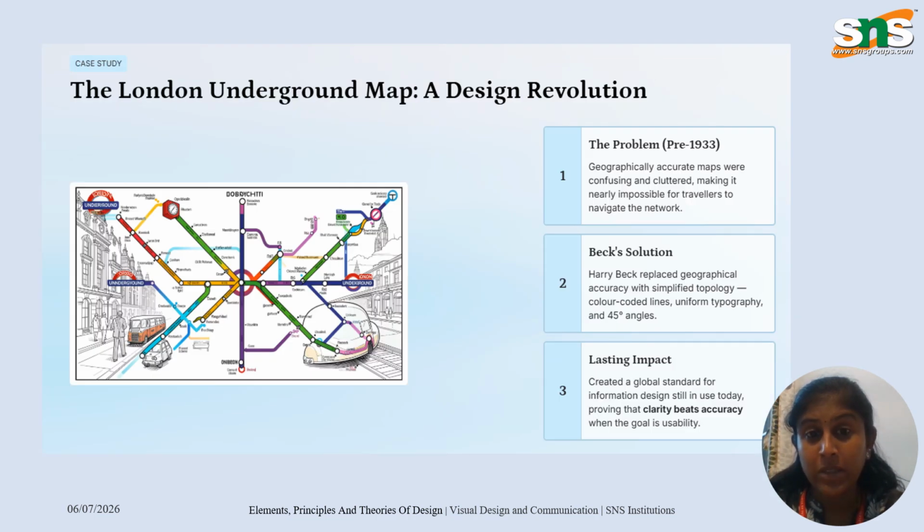Now let's look at a famous example from the history of design, the London Underground map. Before 1933, the maps were geographically accurate but extremely complex and difficult for passengers to understand. Harry Beck introduced a completely different approach. Instead of focusing on geographical accuracy, he simplified the map using color-coded lines, consistent typography, and fixed 45-degree angles. This made the map much easier to read and navigate.